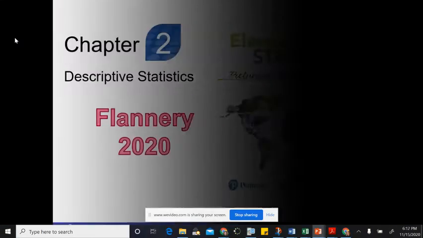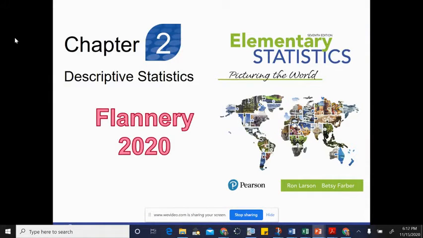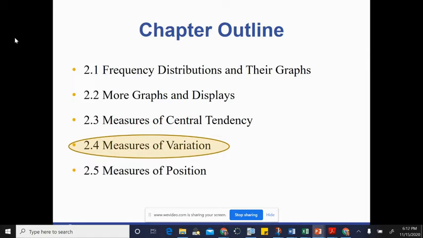Hi, guys. So, we're going to talk about a couple different things today. We're going to talk about section 2.4, but only part of it because there's a lot packed into that section. So, we're going to split it up into two. And so, 2.4 is about measures of variation.